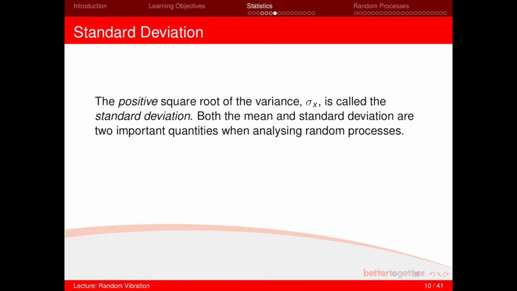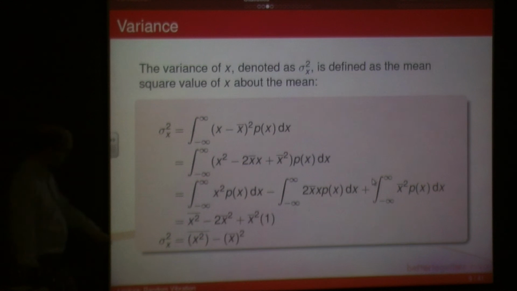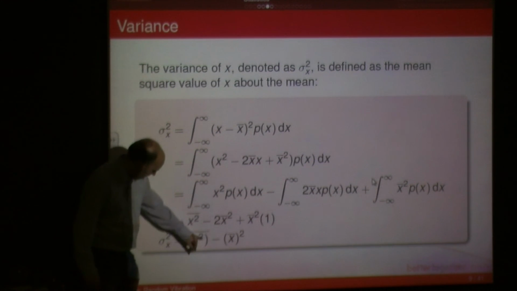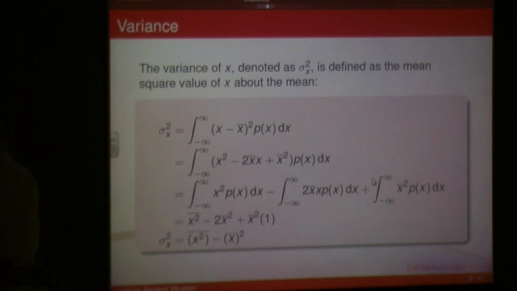And if you take the square root of that, you get what's known as the standard deviation. Both the mean and standard deviation are two important quantities when analysing random processes, and if the mean is 0, the standard deviation and the root mean square values are the same. And that makes sense. If your mean is 0, then obviously the square root of this is the square root of this, and so the standard deviation is simply your RMS value.